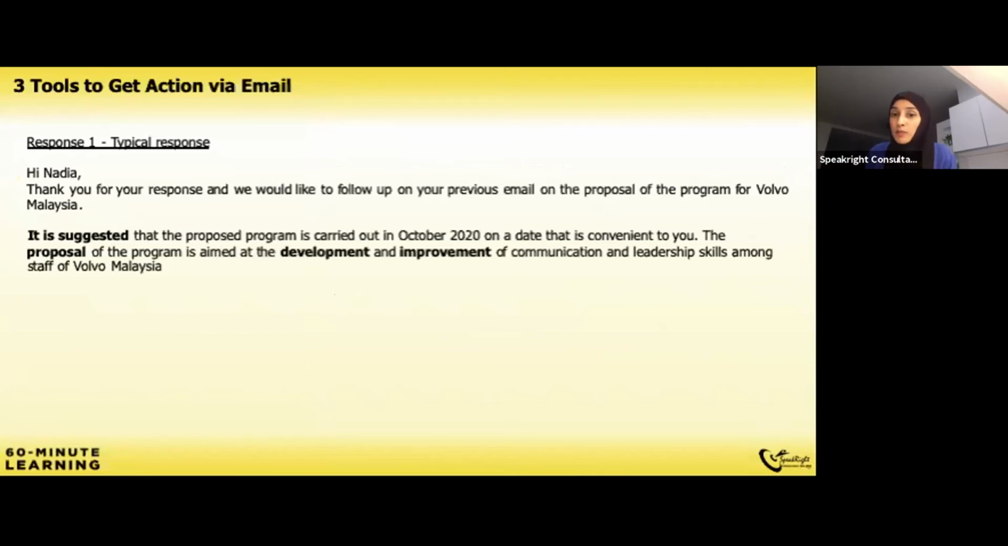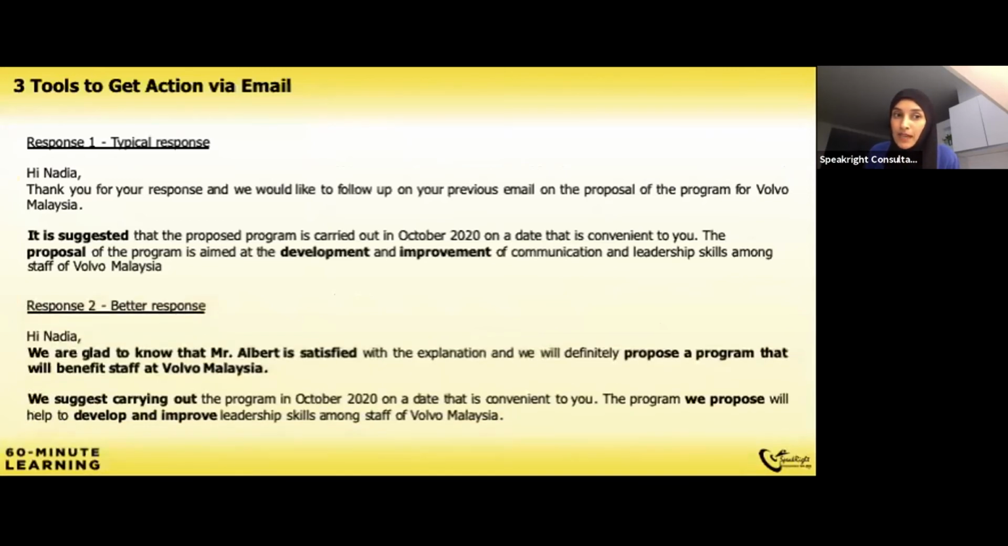What would a better response be? Hi Nadia, we're glad to know that Mr. Albert is satisfied with the explanation, and we will definitely propose a program that will benefit staff at Volvo Malaysia. Look at the first paragraph, you are using back the keywords. And when you tell the person that you're glad to know that Mr. Albert is satisfied, you are actually acknowledging the sender. You're telling that we take note of what you're telling us.